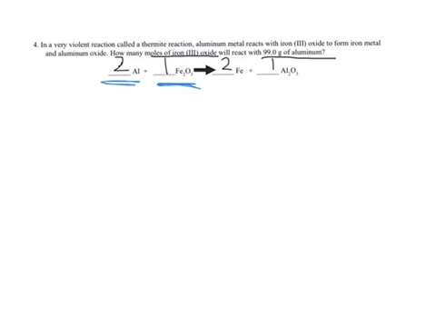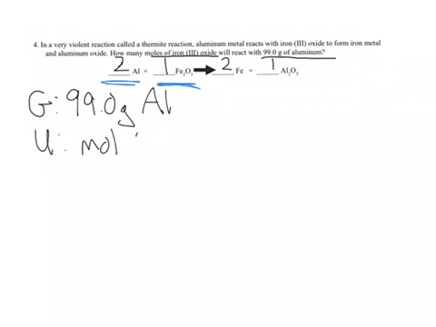Okay, so now I am going to start by writing out my given information, which is my 99 grams of aluminum, and my unknown, which is my moles of iron 3 oxide. So, in order for this reaction to go to completion, we're trying to figure out how many moles of iron 3 oxide would be needed to react with all those 99 grams of aluminum.